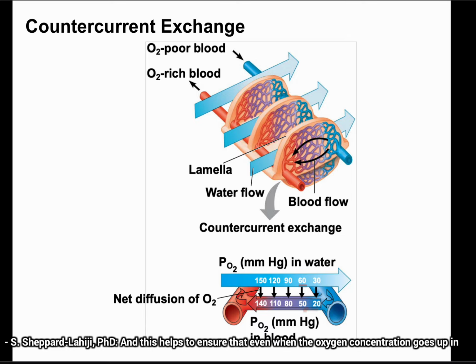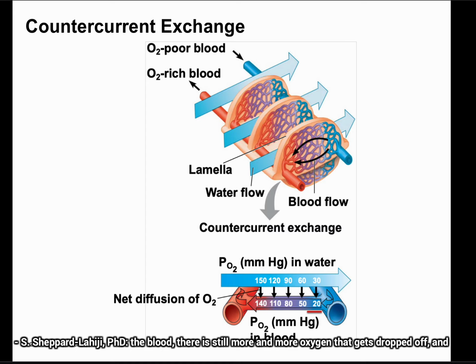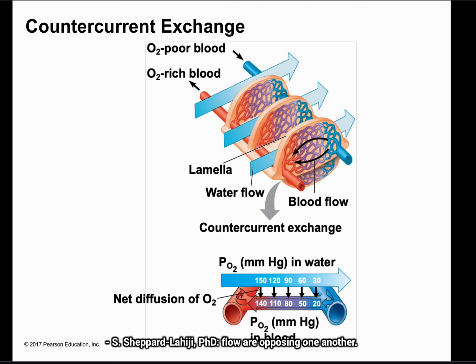And this helps to ensure that even when the oxygen concentration goes up in the blood, there is still more and more oxygen that gets dropped off. And that ensures that the blood leaving the gills has nearly as high an oxygen content as the water that entered it. So this is a really efficient mechanism, and that is driven by the fact that the blood flow and water flow are opposing one another.